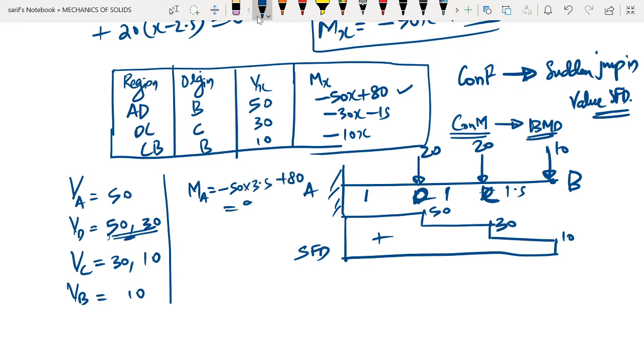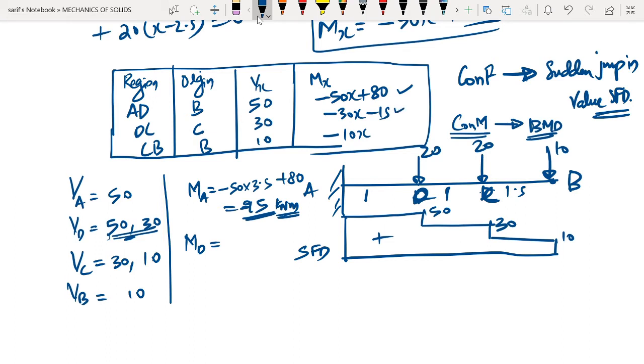So we will get the value as, I think, minus 95 kilonewton meter. That is the value of moment at MA. Now if you want to find the moment at MD, we can choose either the expression from the region AD, or we can choose the expression from the region DC.